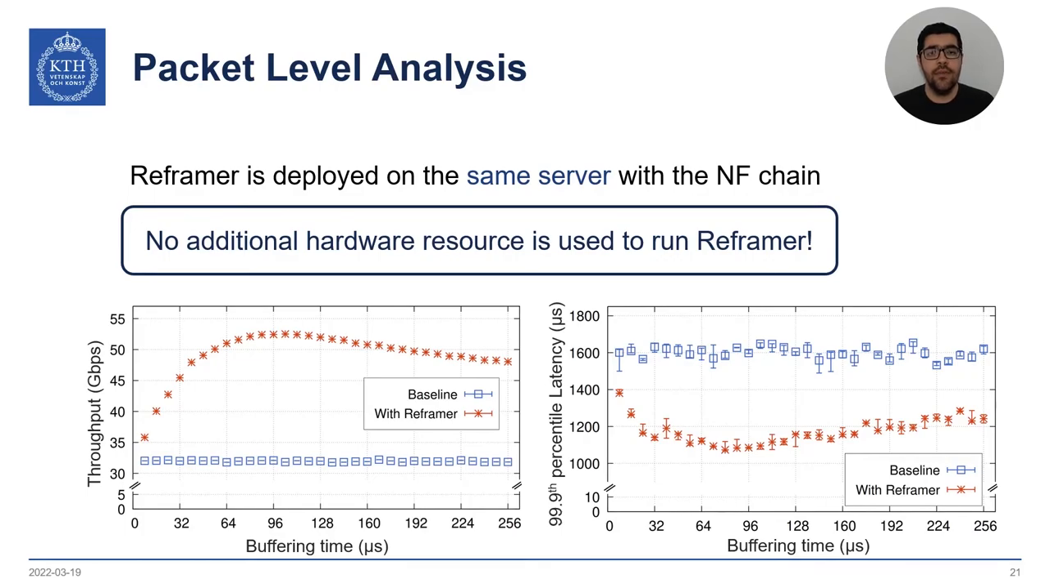We did a similar experiment when Reframer is deployed on the same server as the NF chain. So this experiment shows benefits of Reframer when no additional hardware resource is added to the network. The right figure shows that the 99.9th percentile latency has improved by 26% when Reframer is deployed in front of the NF chain and buffers packets for only 64 microseconds. And at the same time, the maximum capacity of the server is increased by 60%, with the same amount of buffering time that you can see in the left figure.